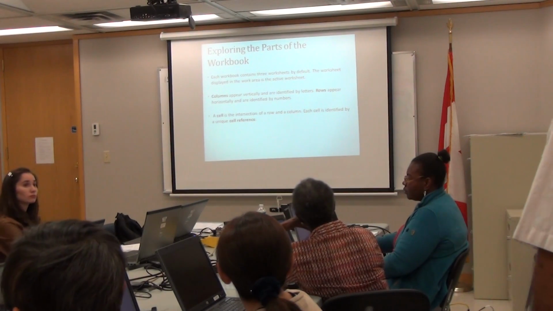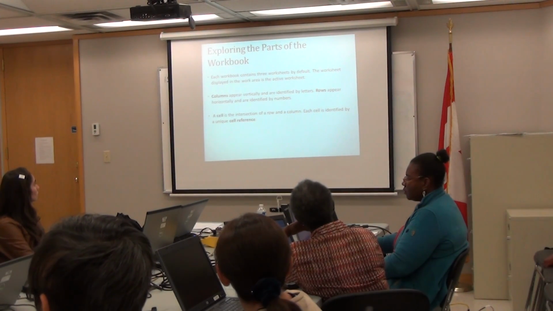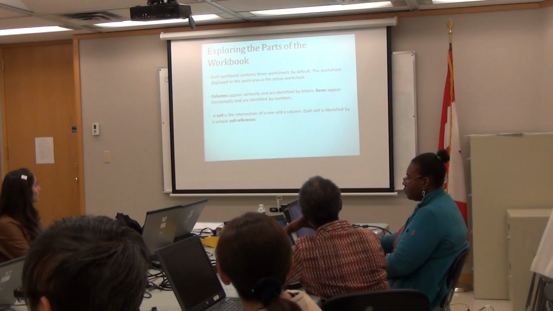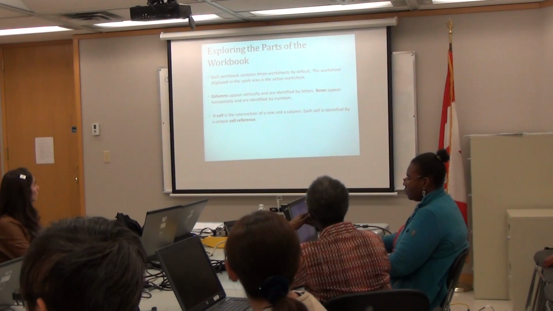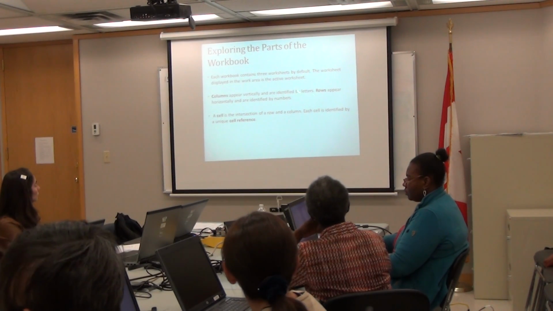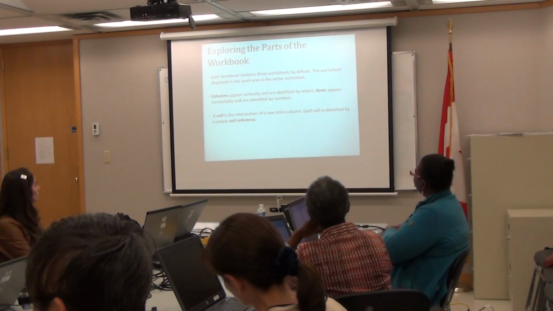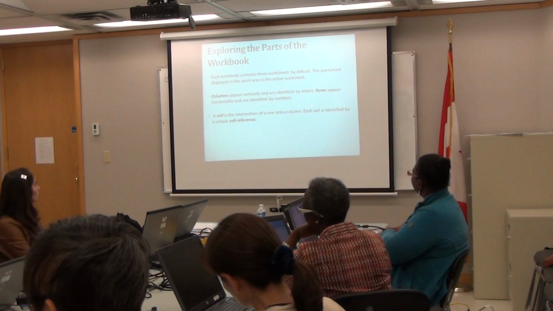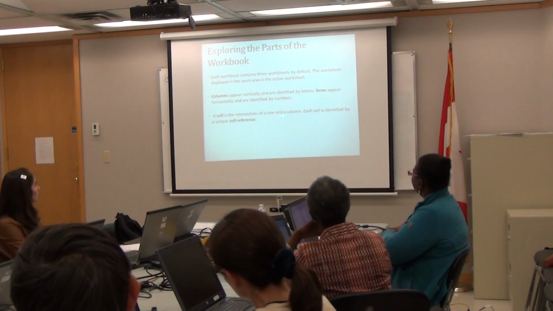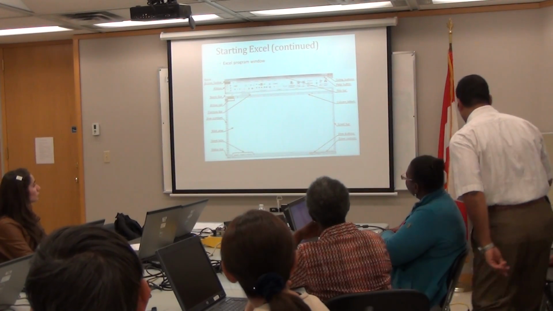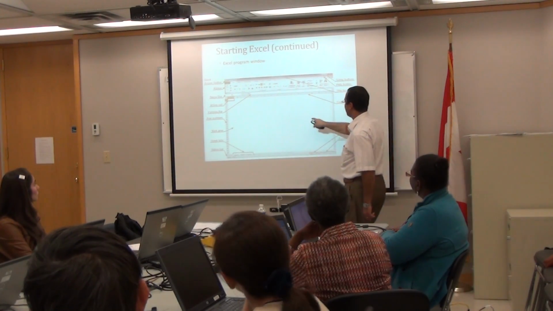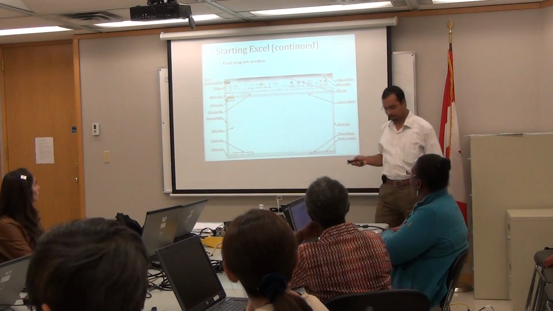So as we said, each workbook contains three worksheets by default, and the worksheet displayed in the work area is the active worksheet. Columns appear vertically and are identified by letters. Rows appear horizontally and they are identified by numbers. A cell is the intersection of a row and a column. So if we go back to the interface, each one of these is called a cell.